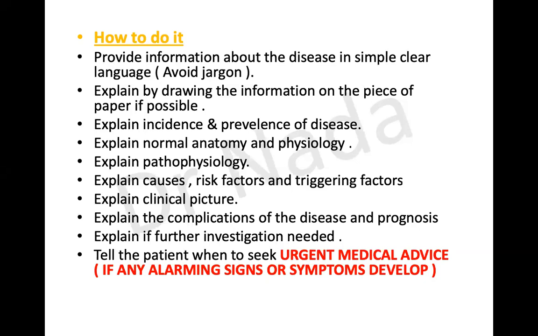So let's say that you were given a certain disease, disease X, for example, and your task is to explain it to the surrogate. So this is what you need to do. Number one, you have to provide information about the disease. The patient doesn't know much about it, and now you need to educate him about this disease. So you have to give him information in clear, simple language, so you need to avoid medical jargon.